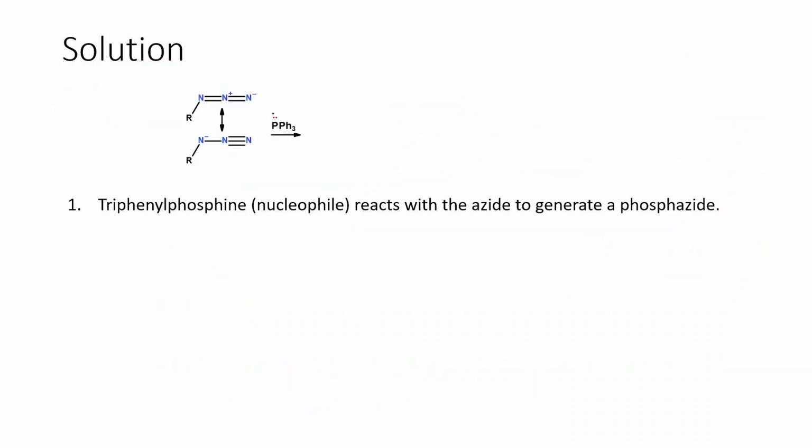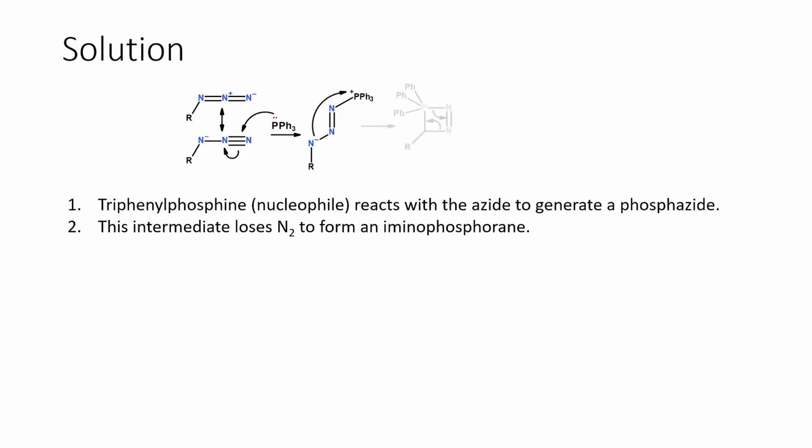So let us look at how this reduction of the azide with the help of triphenyl phosphine happens. The resonance structure of the azide is actually written here. The lone pair of electrons on the phosphorus attacks one of the nitrogen atoms. Then it leads to the phosphazide intermediate, and then that intermediate actually loses nitrogen gas, and the loss of nitrogen gas is the driving force for this particular reaction.